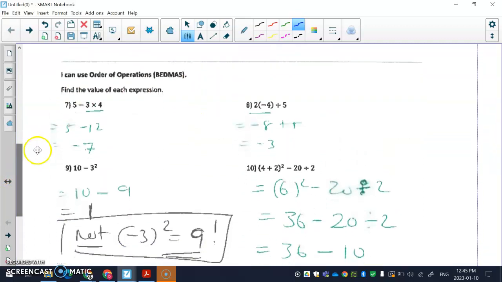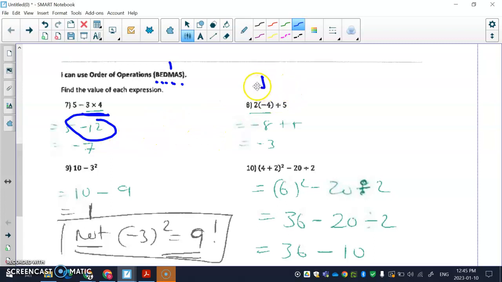Do your best. And in this question, you're going to multiply first. So BEDMAS means do brackets, then exponents, division and multiplication, addition and subtraction. So here you ask yourself, what's first? I have subtraction, I have multiplication. The multiplication comes first. I do that first. Negative 3 times 4 is negative 12. And then 5 subtract 12 is minus 7.